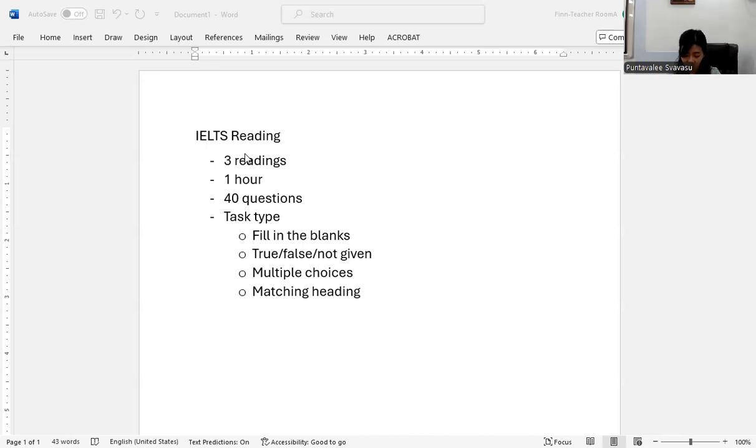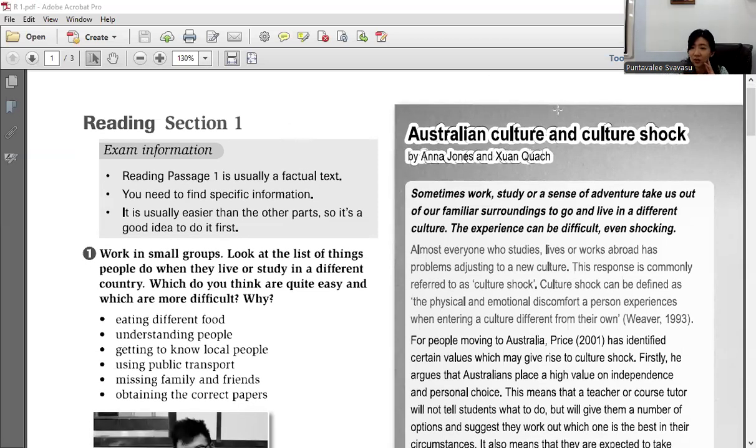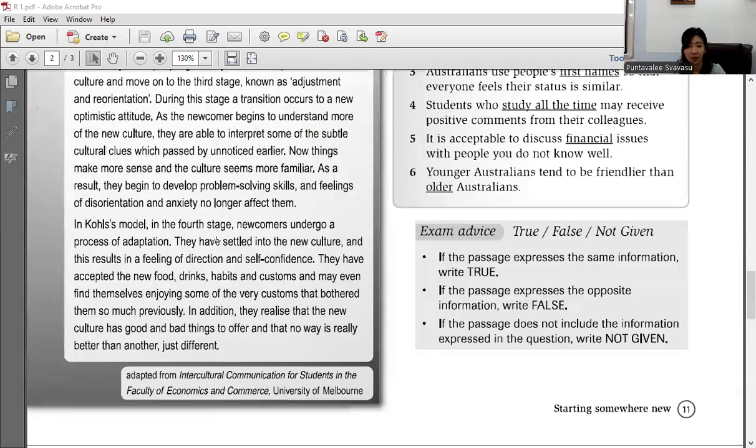Before we go into the test itself, you might have some background in reading IELTS. Before we go any further, I want you to try to do the test and complete it. You should have these materials, reading one here. The reading that you should focus on is right here, Australian culture and culture shock. The reading goes all the way down to the second page. This is the whole reading.